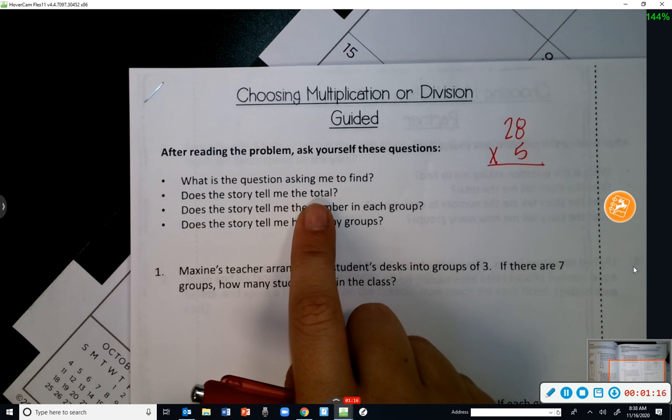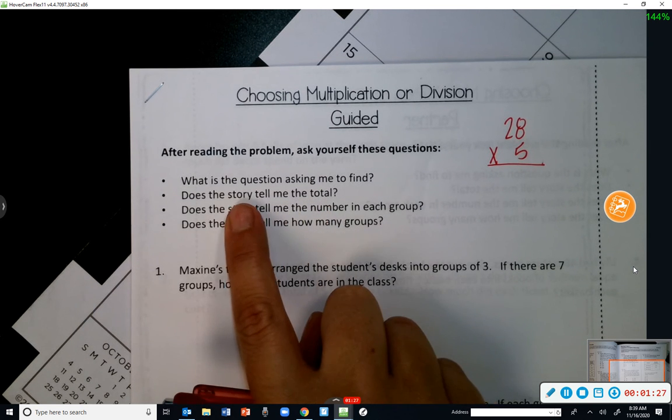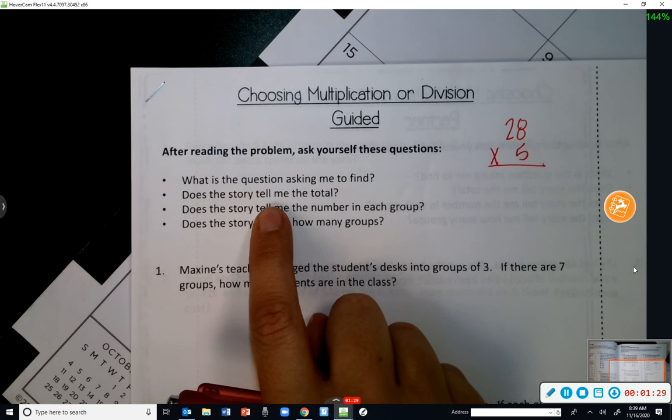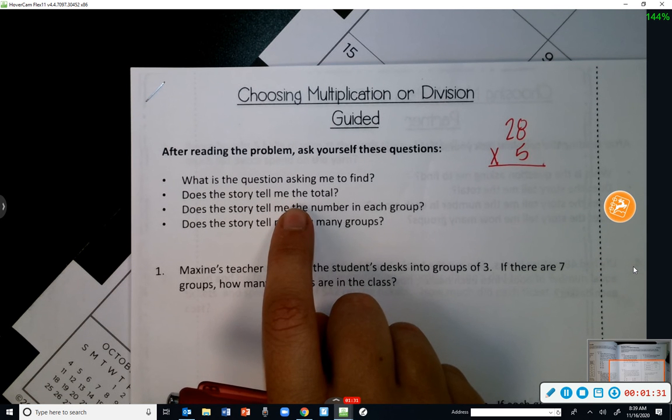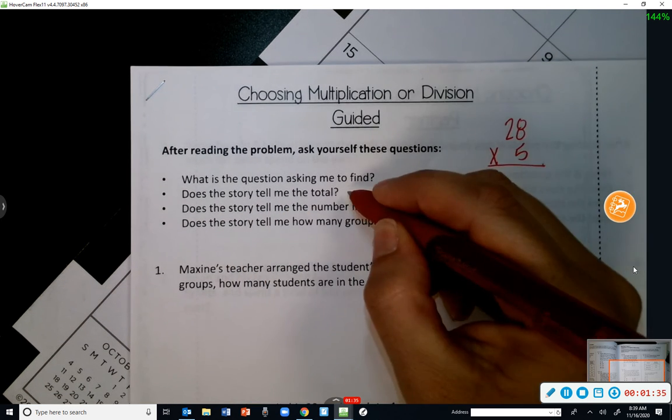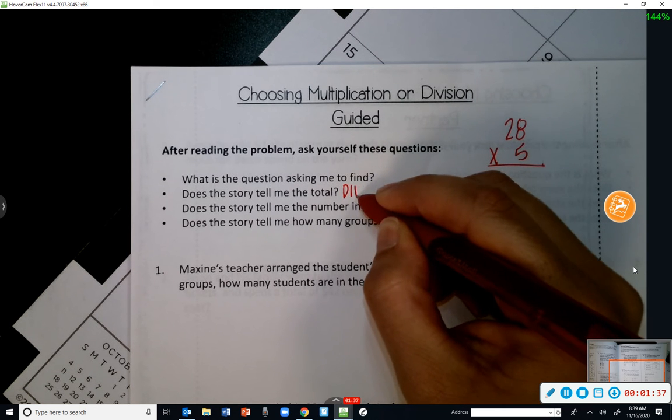So after reading the problem, these are the questions we need to be asking ourselves. What is the question asking me to find? We always do that already. We underline the question and we say, what is it asking you to find? We look for keywords, right? Now you might want to also ask yourself, does the story tell me the total? If it tells you the total, that usually means you're going to divide.